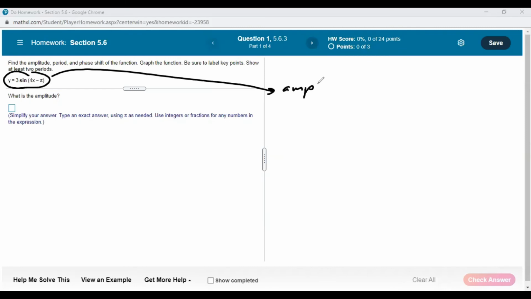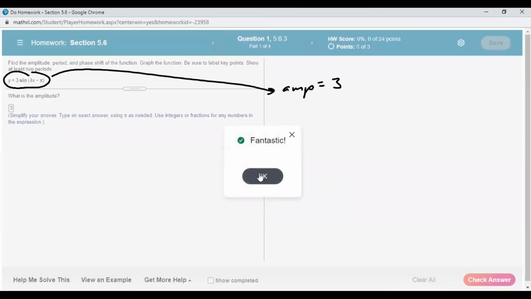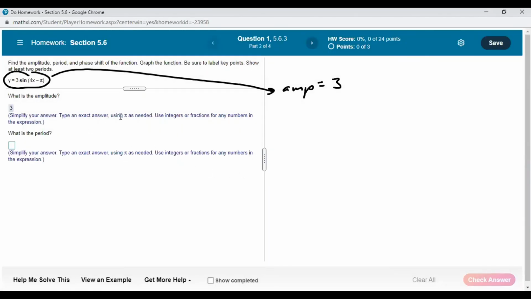So for the amplitude, we can easily get that. It's just the coefficient in front of the sine. And the only thing that we might have to do is take the absolute value. If it should happen to be negative, we don't say the amplitude is negative. Okay, so what's the amplitude? This one's not so hard. We can do that. What is the period?